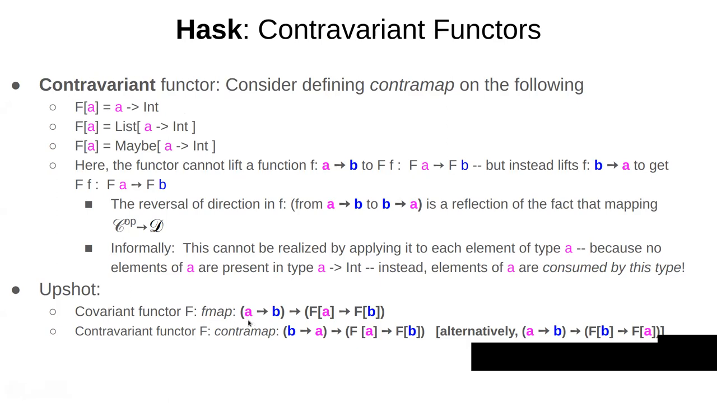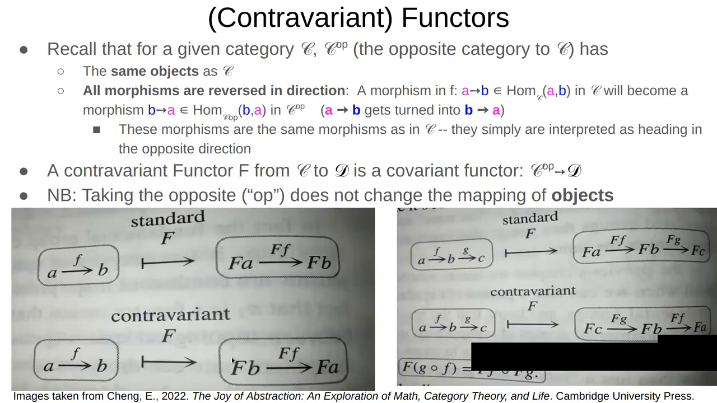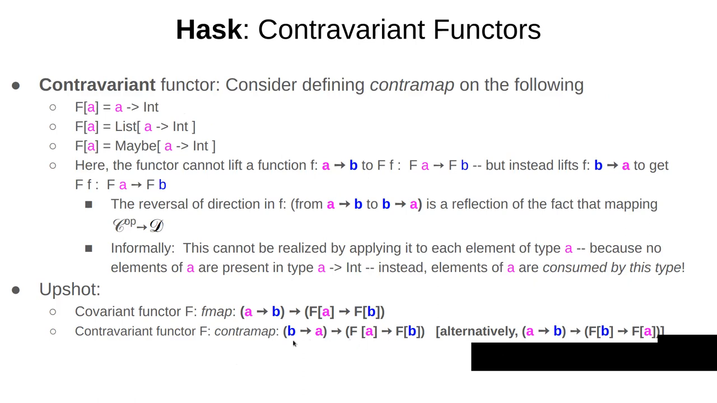So with a covariant functor, we have fmap, which lifts an A to B to yield a function from FA to FB, right? It lifts an A to a B to give us something that goes from lists of A to lists of B. So if we have int to bool, we get out a function by applying fmap to that, to is prime, and we get something out that gives us lists of ints to lists of bools. By contrast, with contravariant functors, we have contramap. And that takes in something from B to A to get a mapping from FA to FB. Alternatively, you could think about it this way, which is what's written here. But it amounts to the same thing.